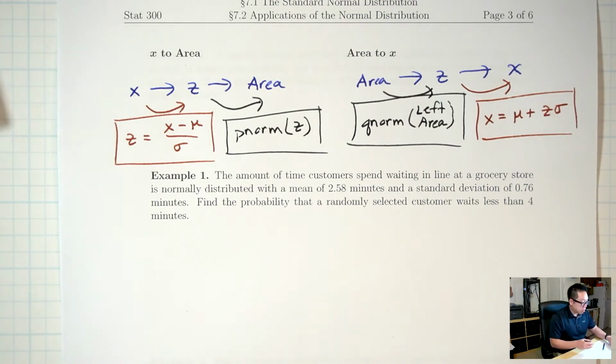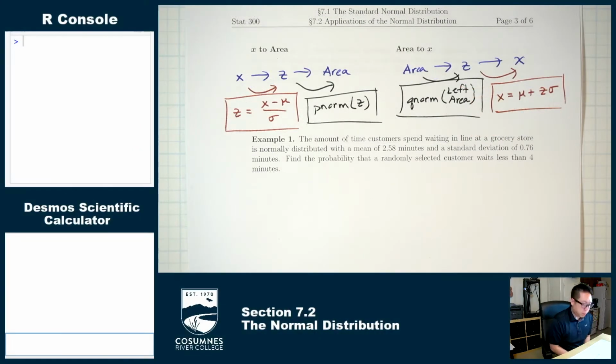All right, so now let's try out some examples. Example 1. The amount of time customers spend waiting in line at a grocery store is normally distributed with a mean of 2.58 minutes and a standard deviation of 0.76 minutes. Find the probability that a randomly selected customer waits less than 4 minutes.